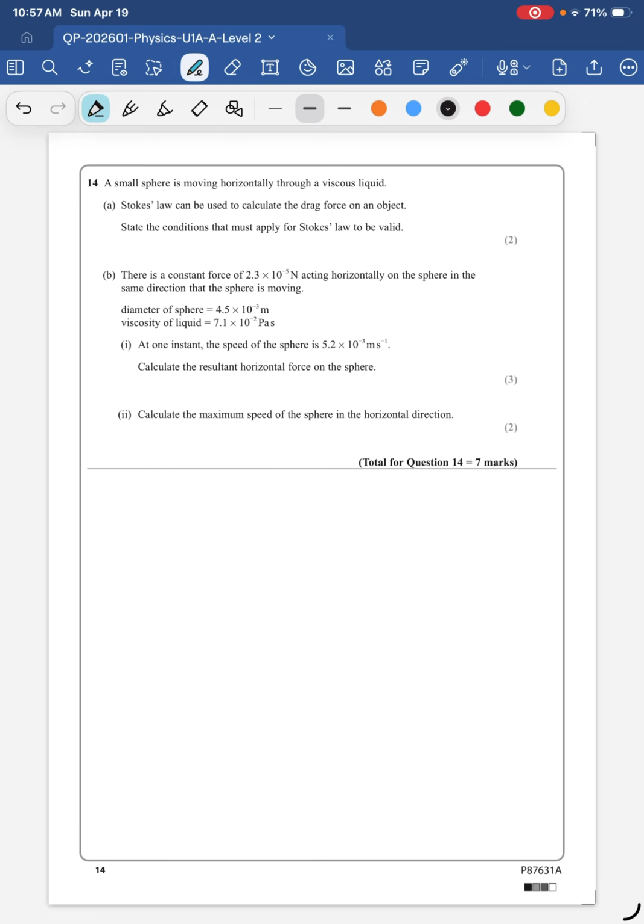Okay, question 14. A small sphere is moving horizontally through a viscous liquid. Question A, Stokes' law can be used to calculate the drag force on an object. State the conditions that must apply for Stokes' law to be valid.